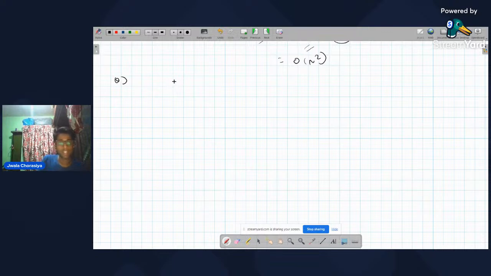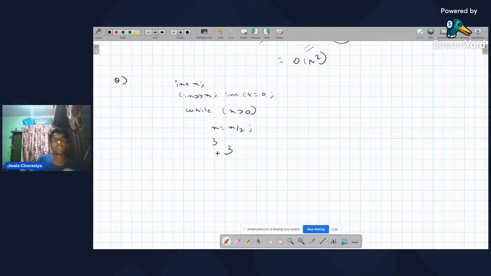Let's say I'm taking some input integer n. I'm running a while loop: while n greater than 0, n equal to n by 2, and over here let's say I'm making a counter variable equal to 0. First of all, let's understand what this code does. I'm running simply a while loop, and I'm also incrementing my counter over here.